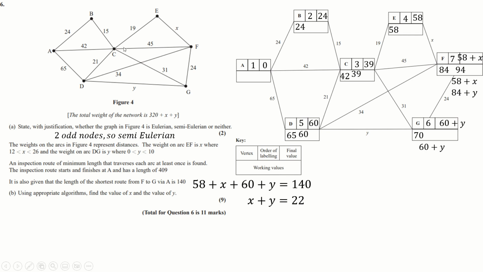So we're going to add up all the roads, and that gets us to G via our semi-Eulerian path. Then we're going to go from G back to A in order to finish at A. So therefore, the sum of all the paths, which is this, plus the shortest way to get from G back to A again, which is this, equals 409. And we can sort all that out, and we get this. We can do this one minus this one, and we get this, and then we get this, and that will be the entire question done.